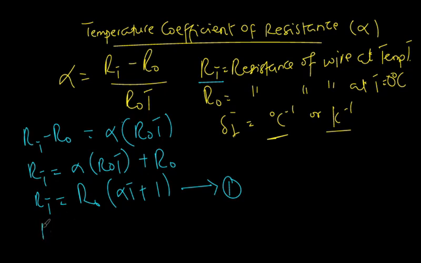So the resistance at a particular temperature is equal to the initial resistance of the wire at 0 degrees Celsius times the temperature coefficient of resistance times the temperature plus 1. This is the formula we are going to use to calculate maybe the resistance at a particular temperature, or the resistance at 0 degrees Celsius, or maybe even the temperature. It depends on what the question has given to you and what the question is asking you to find. So with this basic introduction and understanding, let's have a look at some examples to understand what we mean by the temperature coefficient of resistance.